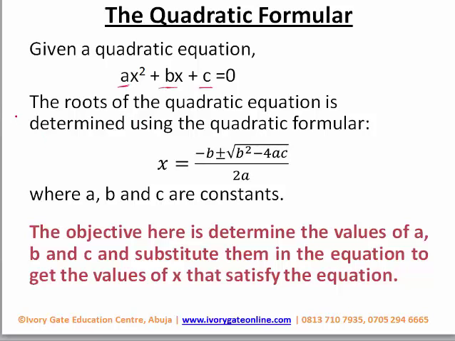Okay, the root of the quadratic equation is determined using the quadratic formula. x is equal to minus b plus or minus square root of b squared minus 4ac, all over 2a, where a, b, and c are constants. In this relation, the objective here is to determine the values of a, b, and c and substitute them in the equation to get the values of x that satisfy the equation.